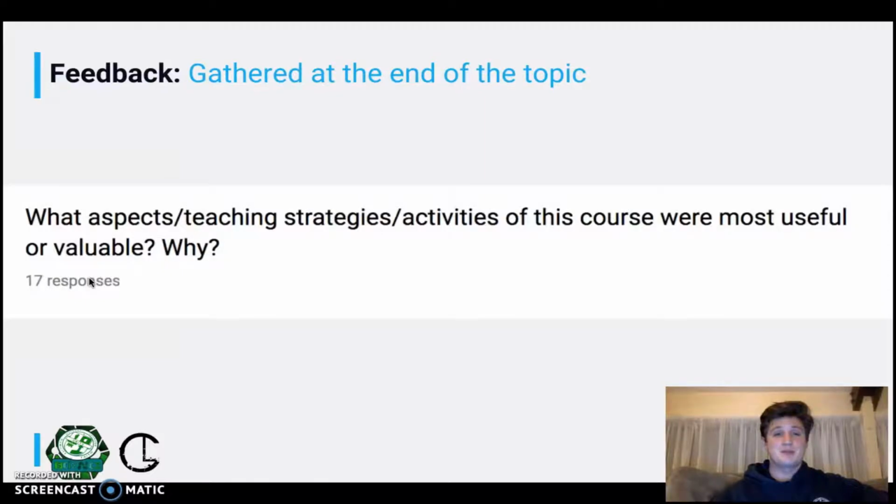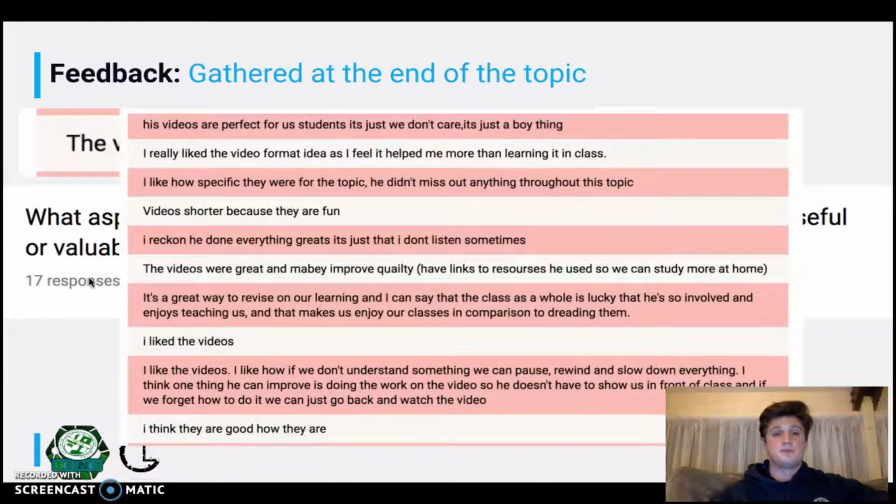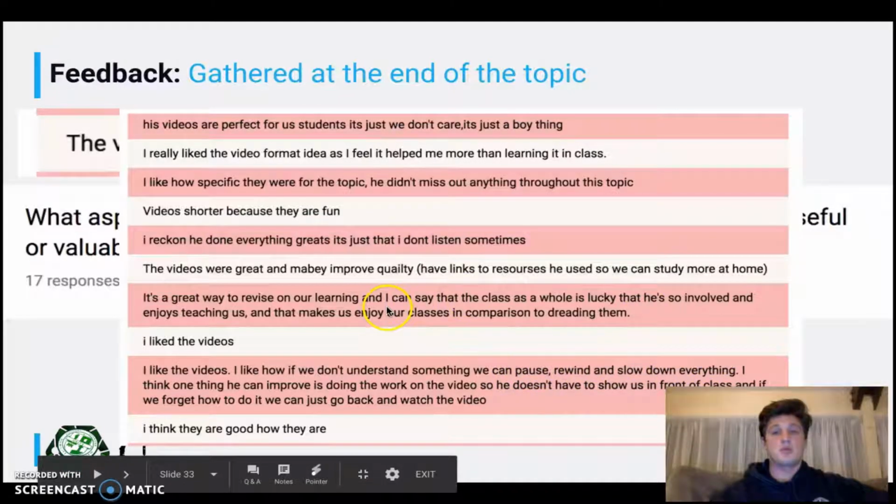And some statements about what they found valuable about it. And what was really cool was seeing that they really understood that the videos were good, and they gave me some good work-ons. And I particularly liked that they recognised that we could pause, rewind, and slow down the videos as they went.